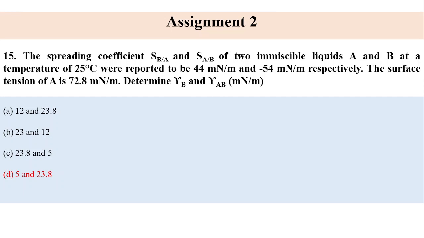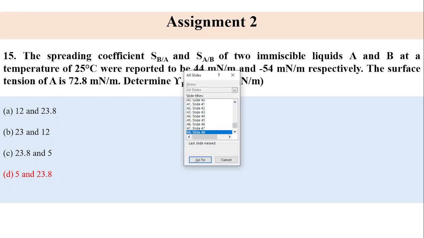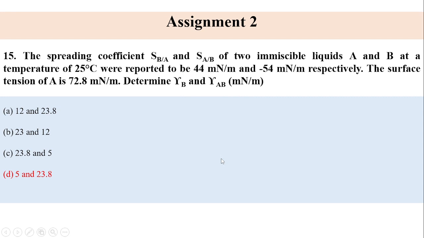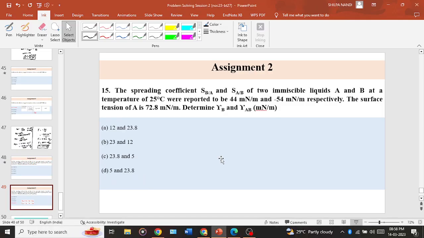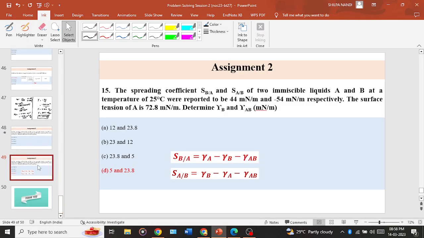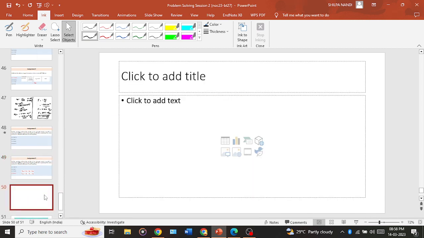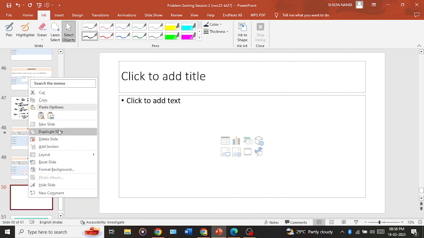So you have to solve this question using two equations. And what are those equations? S B by A, the spreading coefficient, is equal to gamma A minus gamma B minus gamma AB. Then we have S A by B as gamma B minus gamma A minus gamma AB. So how are you all going to solve this question? I have already given the hint. You all can just try at least for this particular question.